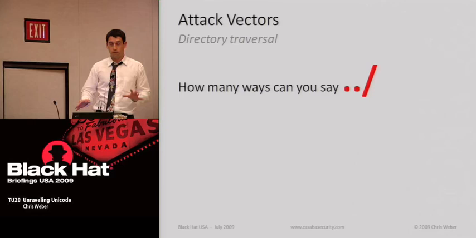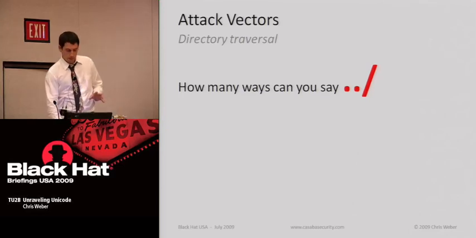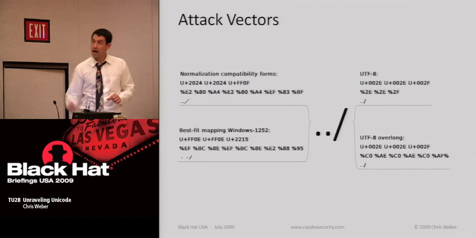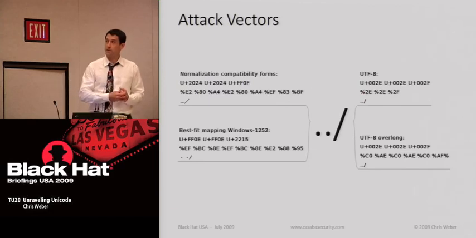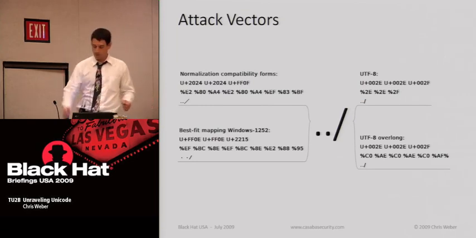So for the web app testing community, one of the old staples was ... right? Trying to get directory traversal attacks to work. So how many ways can you say ... Here's a little slide that's kind of messy, but if you want to look back for some test cases, they'll all be here, and this shows you how to do ... with different normalization forms, different encodings, and the overlong sequences as well.